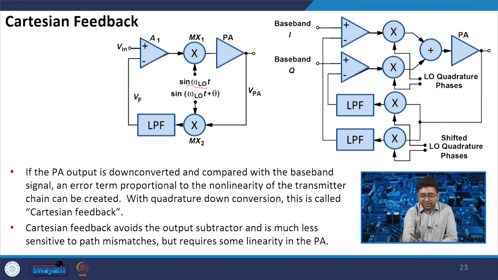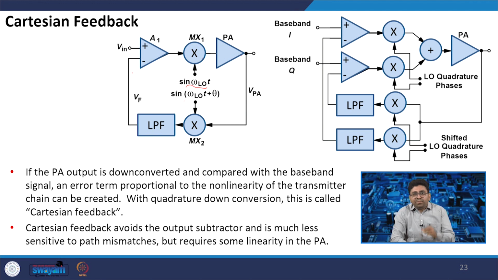As we are taking some portion from the output of the PA, we need to down convert that signal with sin(omega LO t plus theta). We do the low pass filtering, and then we subtract the input from whatever down converted signal we are getting, and we can see how much error it is introducing. We again multiply the signal and amplify the power by using the power amplifier.